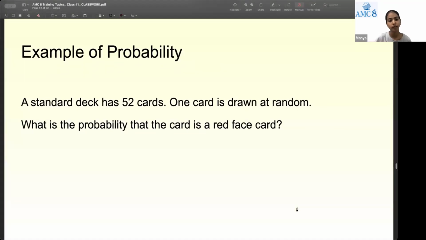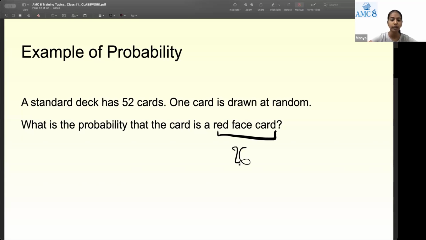That would just be your final answer. Another example of probability is a standard deck has 52 cards, and one card is drawn at random. What is the probability that the card is a red face card? So there's 2 colors on a standard 52 deck of cards. There's either red and black, and they both have an equal possibility. They both have an equal number of cards. And there's 26 red cards, and there's 26 black cards.